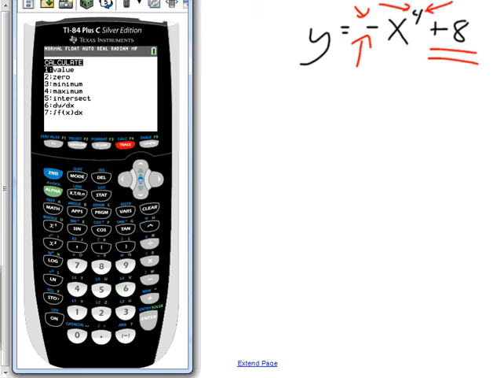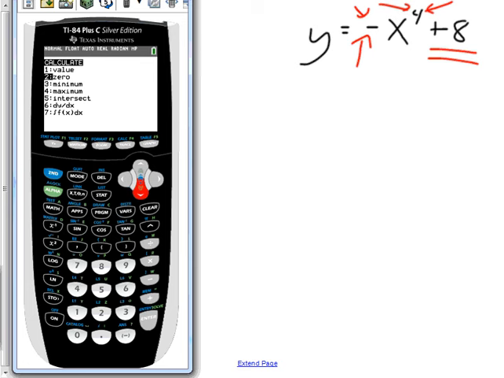There are four names for this, but the calculator only uses that one. It never says roots. It never says x-intercepts. It never says solutions. But it does say zeros. You've got to know all those words, because on the test they might say, what are the x-intercepts? And you'd be like, oh, that means zero. What are the roots?